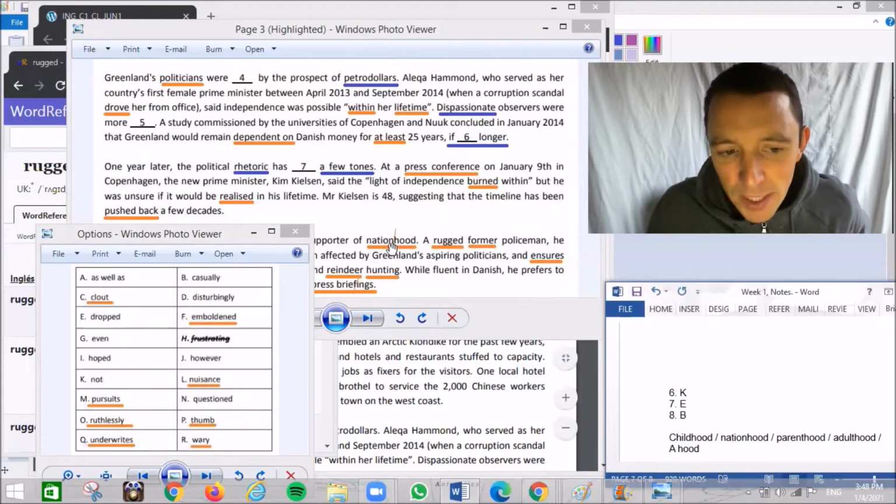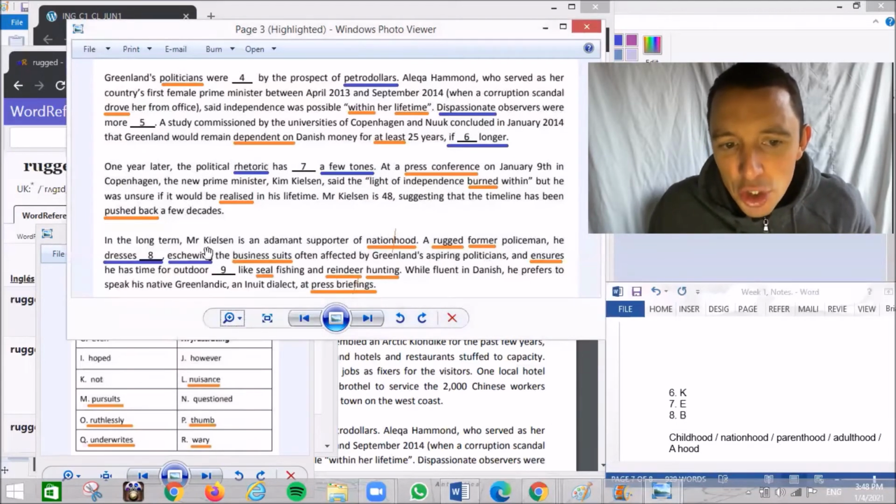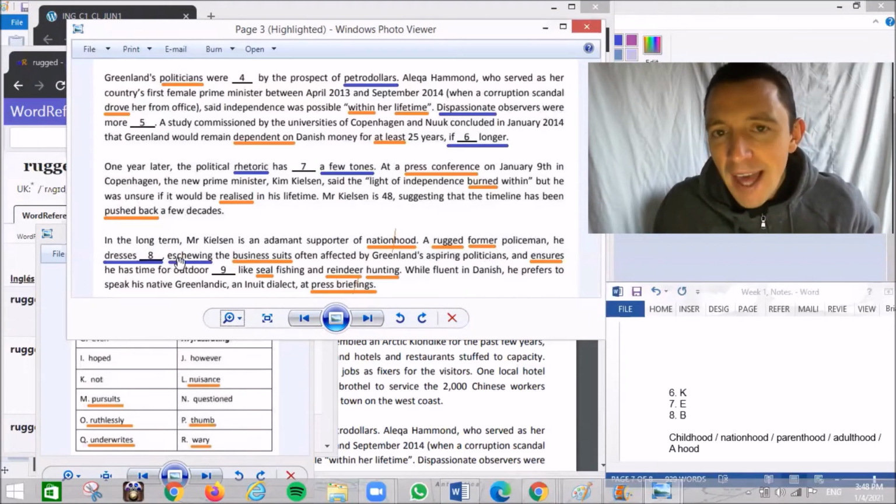He dresses casually. It's skewing the business suit. So that's very good vocabulary. It's very academic. It's very formal. It's like avoiding, evitar. It's a synonym for evitar, to avoid. The business suit, the trajes. Okay, often affected by Greenland's aspiring politicians, and ensure.